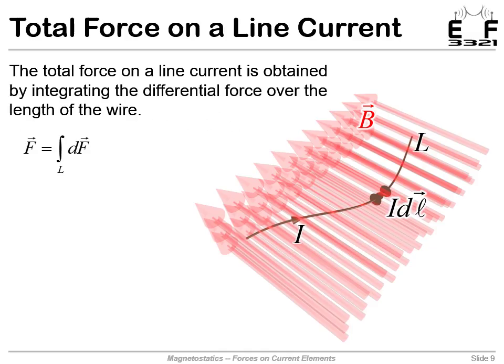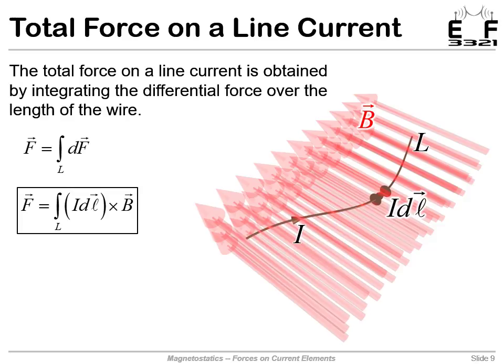Now let's think about the total force on a wire. So it's a thin wire, and we're going to need to integrate that differential force over the entire length of the wire. So our general integral is written this way. Well, we just derived an expression for the differential force. We can put that in our integral, and we arrive at the general expression for calculating the force over the length of a wire.